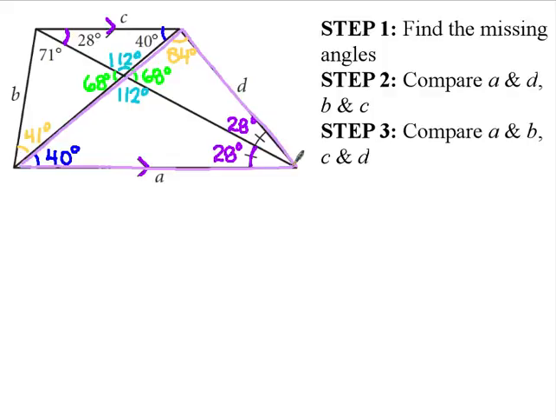So A is opposite what angle? 84 degrees. D is opposite what angle? 40. So let's compare the two. Which one's bigger? A. So A is bigger than D.